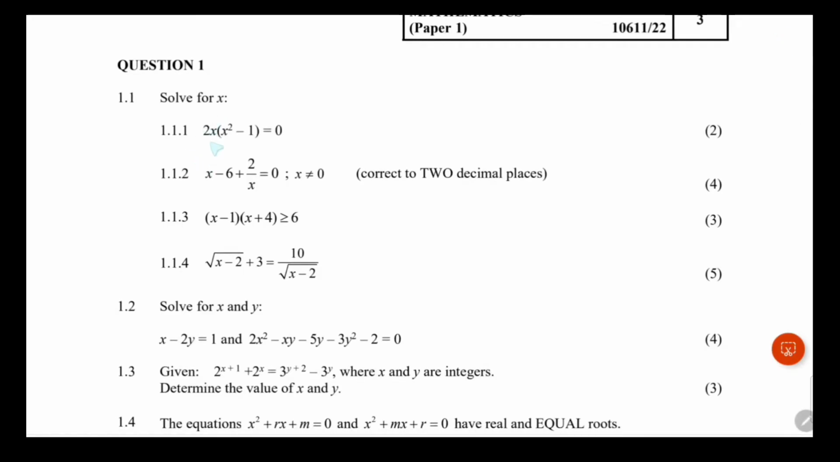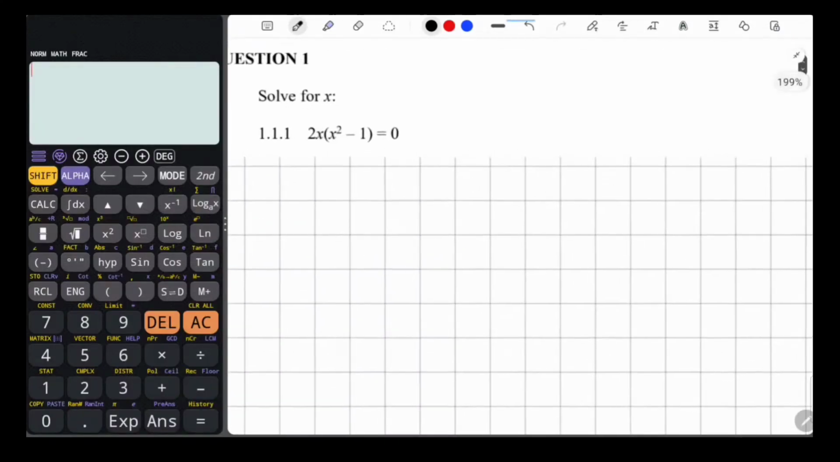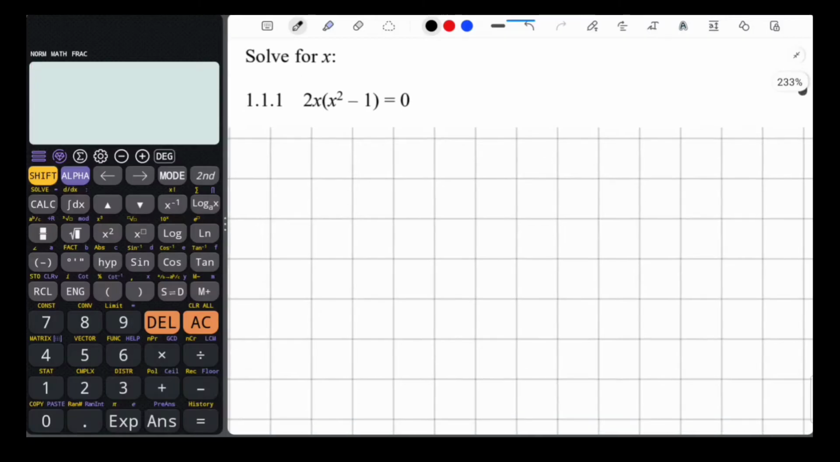In question 1.1.1, we are given this equation and we need to solve for x. Something that you should always notice when they give you an equation is to check if one hand side is equal to 0. And as we can see here, the right hand side is equal to 0. So this is what we're going to do.